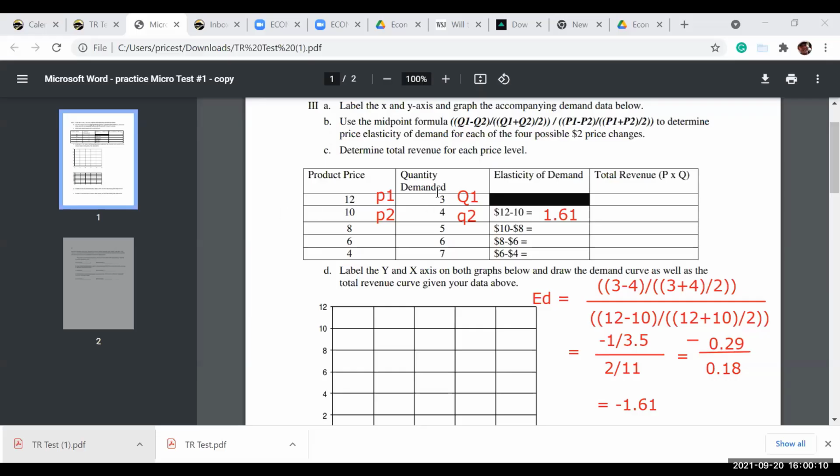Okay, so let's see why that's true. Let's now calculate this column here. So total revenue is price times quantity. Calculate total revenue here by multiplying price times total quantity. So the first one, 12 times 3 is 36.